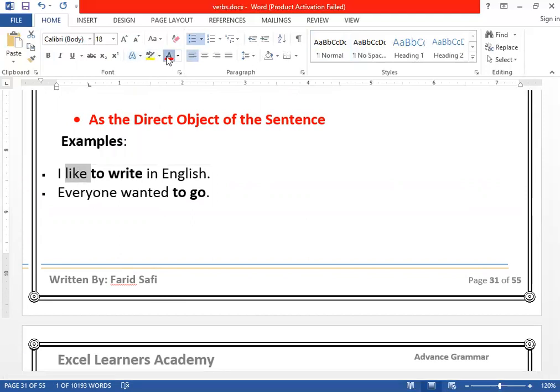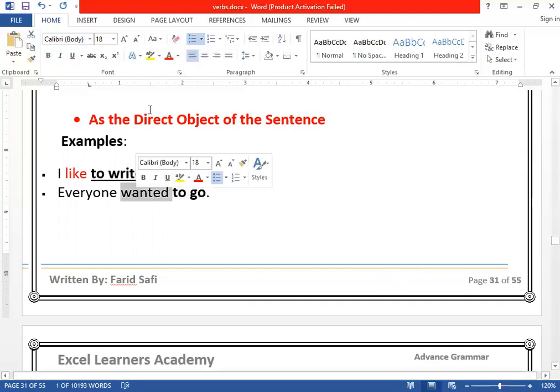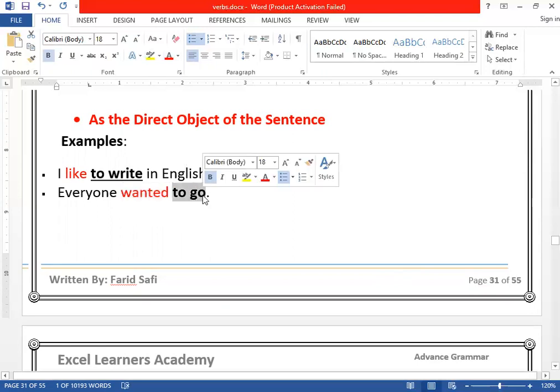I like to write in English. "Like" is the main verb, finite. "To write" comes after the main verb. I like what? I like to write. That is the direct object. Everyone wanted to go. "Wanted" is the main verb. Everyone wanted what? To go. Clear? This is the direct object.